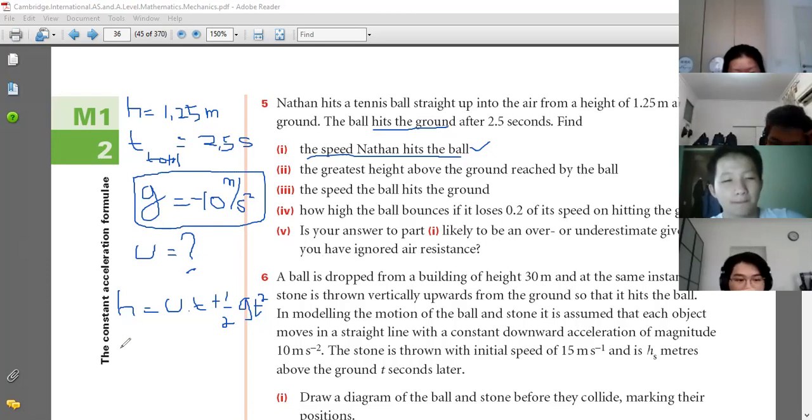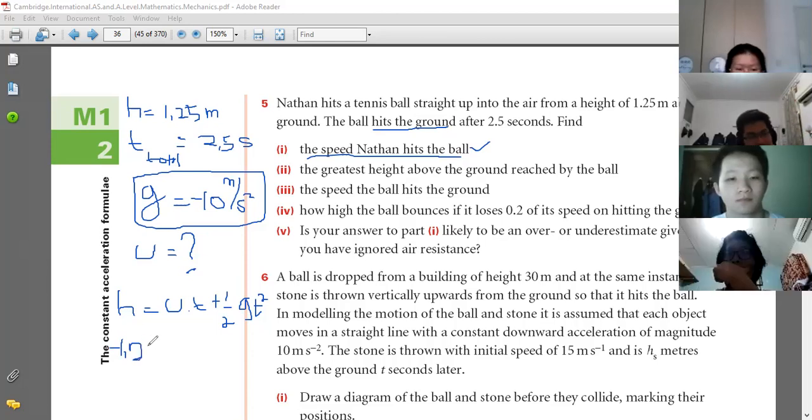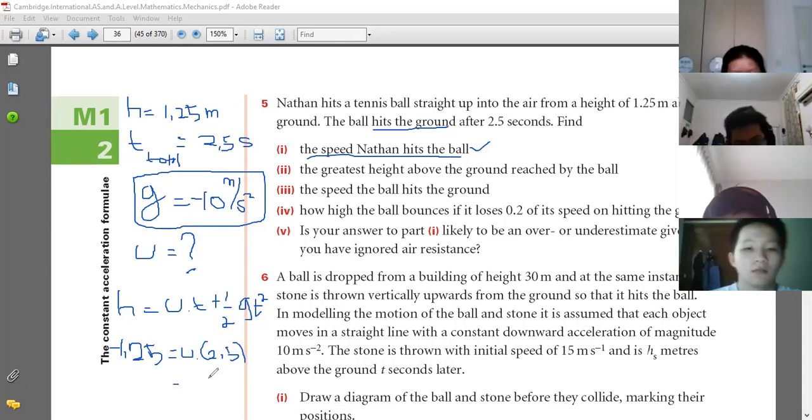Now, the distance traveled is minus 1.25. Agree? The initial speed is asked. The time is 2.5, right? Minus, let's say a half times 10 is 5, yeah? 5 t square, so it's 2.5 square. Okay?